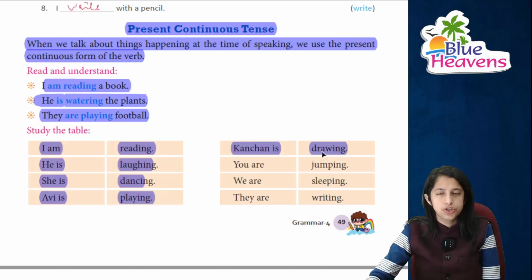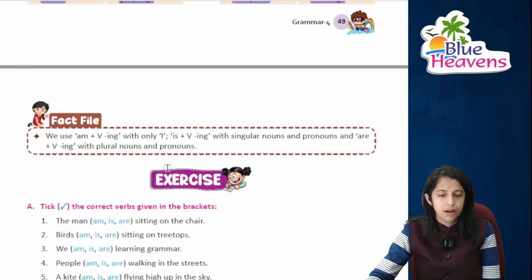Kanchan is drawing. She is just doing an art. You are jumping. तुम कूद रहे हो. We are sleeping. हम लोग सो रहे हैं. And they are writing. वो लिख रहे हैं.